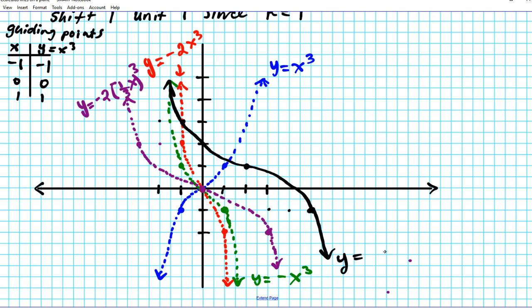Y equals -2. So the negative means you reflect vertically. 2, you stretch by a factor of 2 vertically, times 1/3. This means you stretch by a factor of 3 horizontally, times x -2. -2 means you shift to the right 2 units. And it's a cubic function, plus 1, which means you shift up 1 unit. And ladies and gentlemen, this is your final graph.